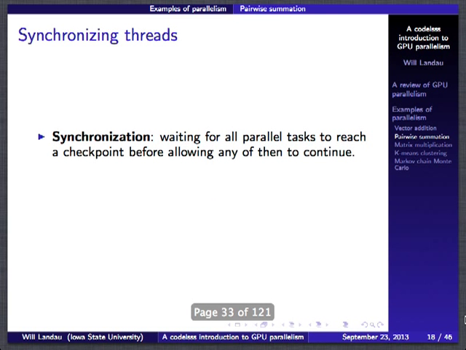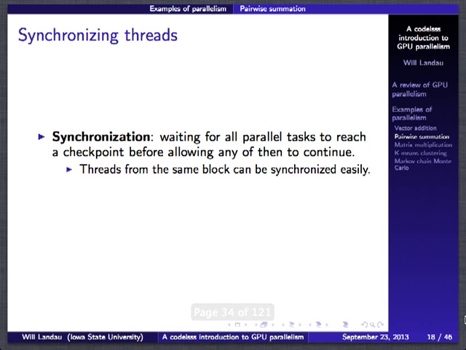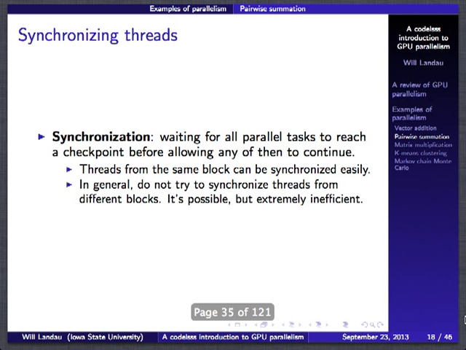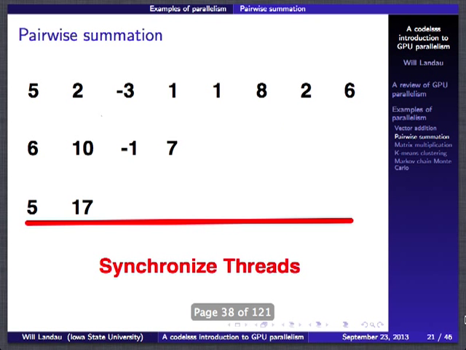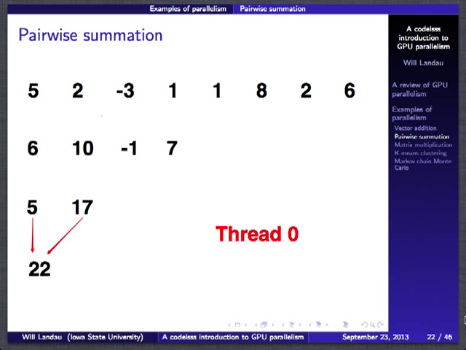So, a bit of a note on synchronization. This is the sort of reason why we care about blocks. As I said, threads from the same block can be synchronized easily, but it's difficult to synchronize threads from different blocks. Moving on. We just do the same thing as we did before, except now we only need half the number of threads that we started with. So thread 0 computes this sum, thread 1 computes this sum. Synchronize those threads again, and then we take the last sum, and we get our answer.